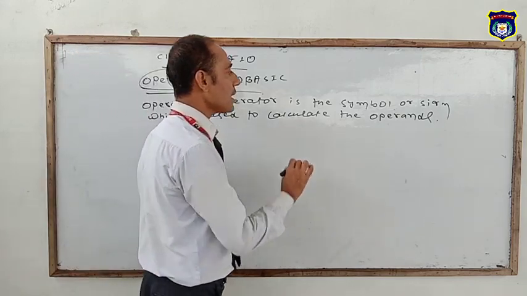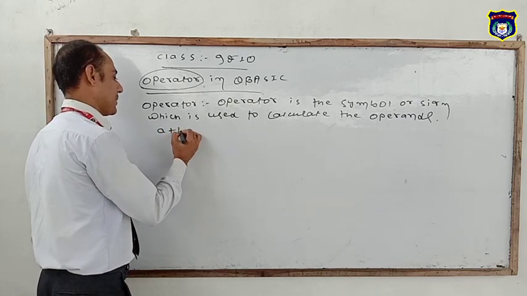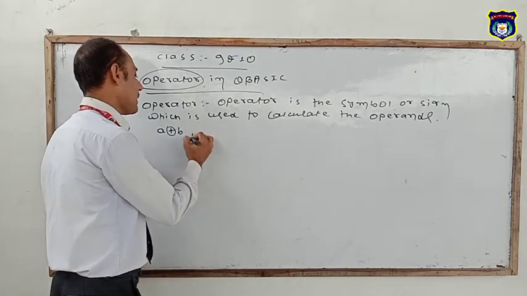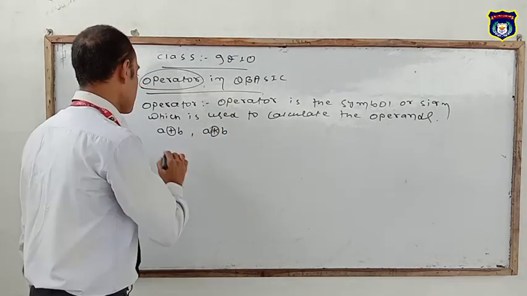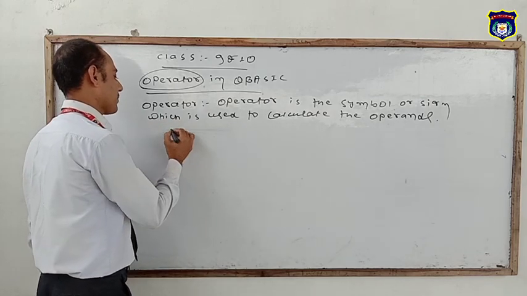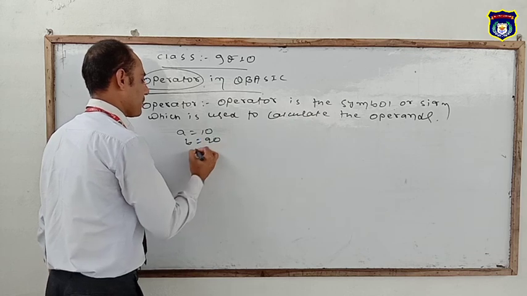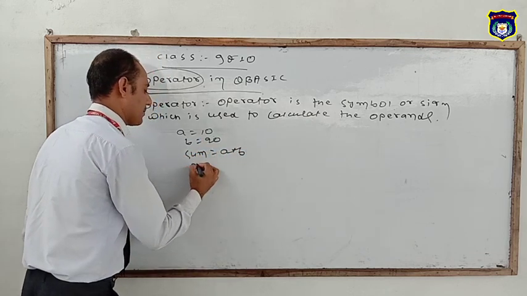What do you mean by symbol or sign? Suppose A plus B. Plus is the symbol. A into B. Into is the symbol. So suppose when we write the program: A equal to 10, B equal to 20, sum equal to A plus B, and print sum.